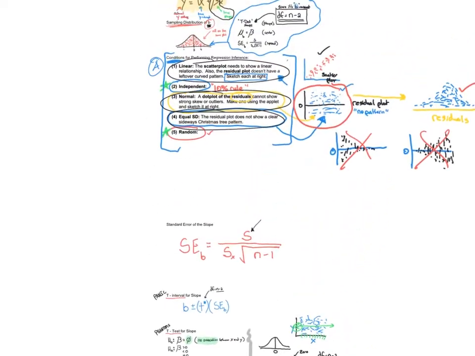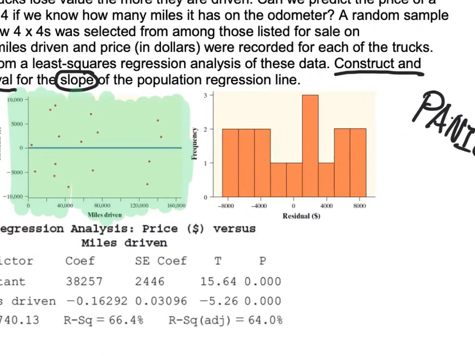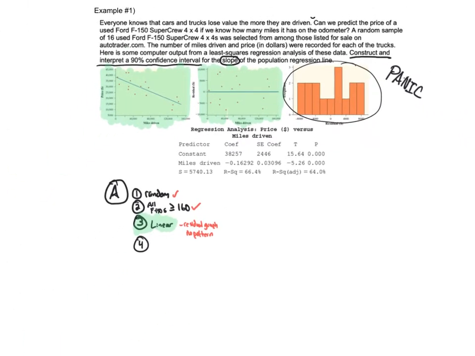That's one of them. Another one, is it normal? The dot plot of the residuals, right? We don't want any skewness or outliers. Here it is, residual. Do you see any skewness or outliers? Nope. So we're going to say normal, no outliers or skew. All right, so that's going to take care of the normal check. And again, what am I looking at? I'm looking at the residual plot here. A lot of times you're not going to be given that, and you just say, assume normal.